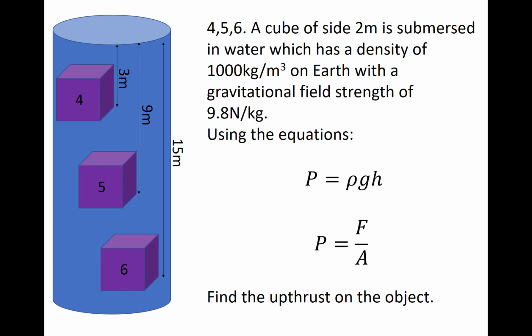The next stage is to look at the same cube at different depths in the fluid. So a cube of side 2 meters is submersed in water which has a density of 1000 kilograms per meter cubed on Earth with a gravitational field strength of 9.8 newtons per kilogram. Using the equations, pressure equals density of the fluid times the gravitational field strength times the depth in that fluid, and pressure equals force per unit area, find the upthrust on the object.